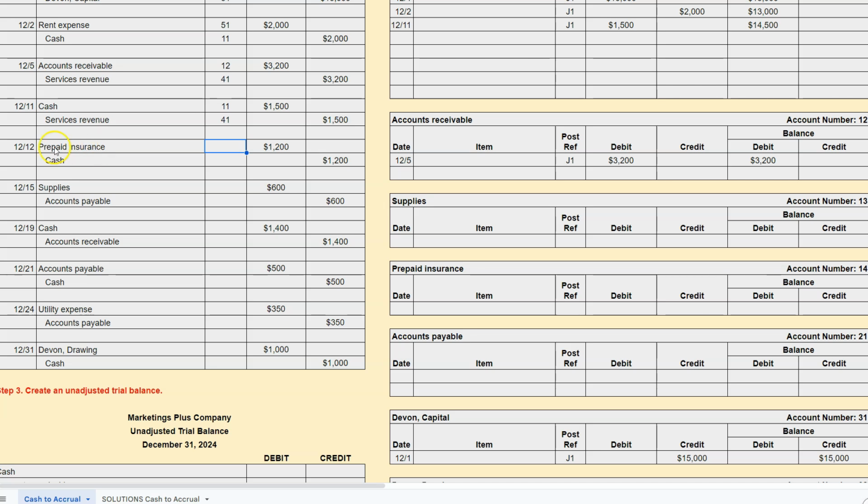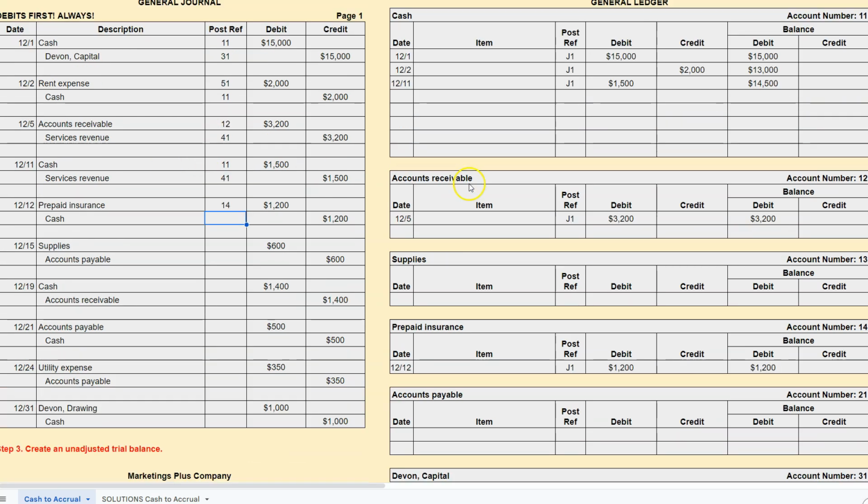All right, prepaid insurance, 1212. First page of the journal, we debited it for $1,200, so we have a $1,200 balance. Posted. Next is cash. First page of the journal, and we credited it for $1,200. All right, so we had a debit balance of $14,500. We just credited it for $1,200. So remember, that's a debit and a credit. So are we going to add or subtract that credit? It's the opposite, so we are going to subtract. Posted.